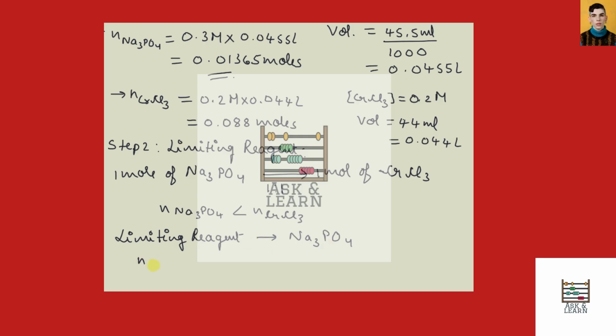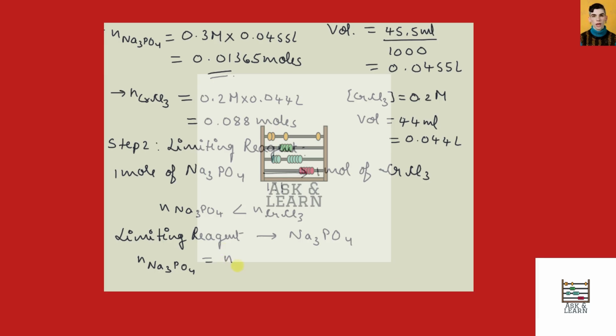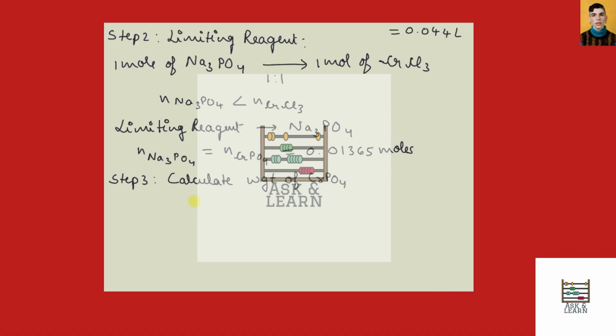So here let's write it. The number of moles of Na3PO4 will be equal to the number of moles of the CrPO4, which is equal to 0.01365 moles. So now in step 3 we'll be calculating the weight of the CrPO4. So we'll be using this formula where the number of moles, denoted by n, is equal to the weight divided by its molar mass.